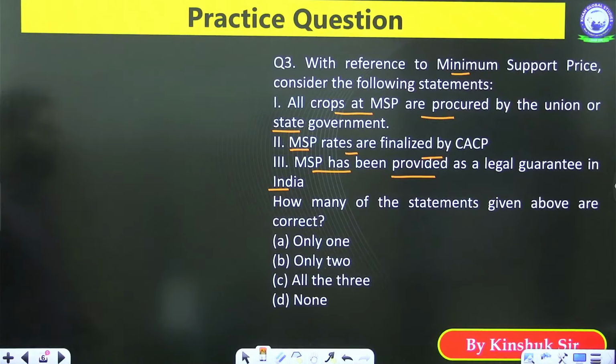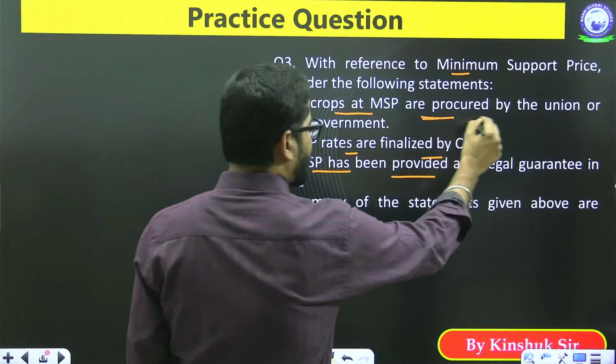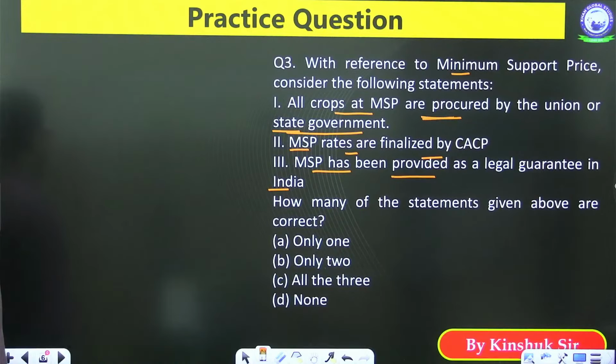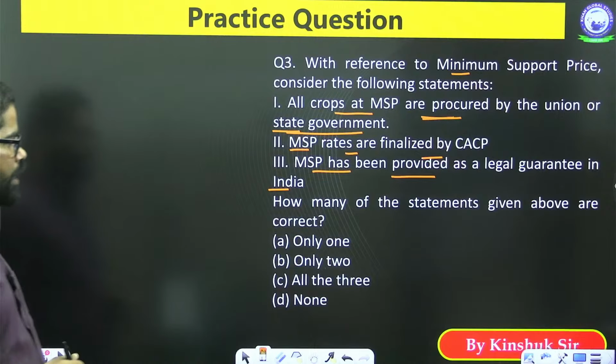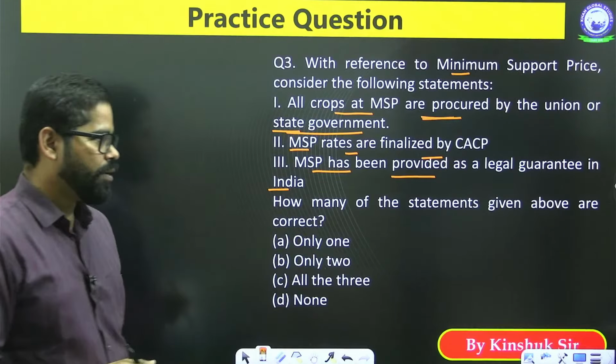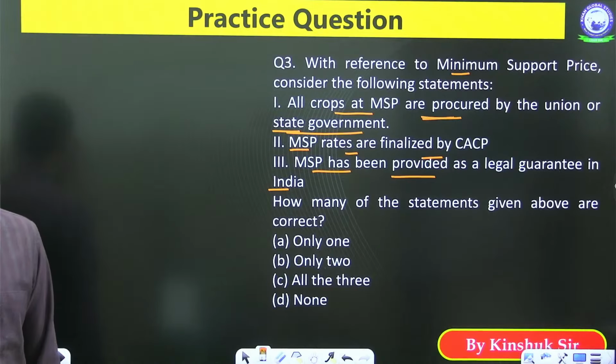Here we are having the first one, all crops at MSP are procured by the union or state government. MSP rates are finalized by CACP. Third is saying MSP has been provided as a legal guarantee in India. How many statements given above are correct?